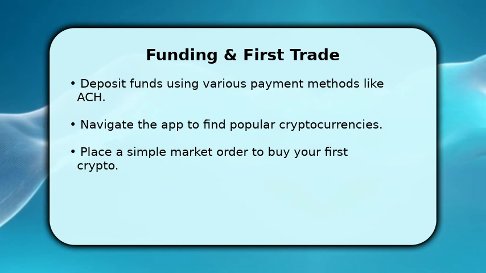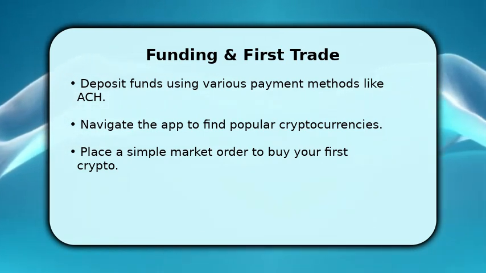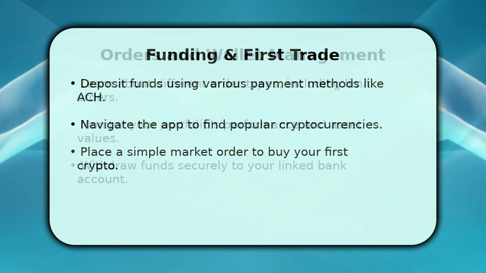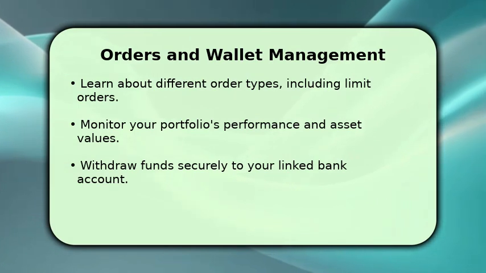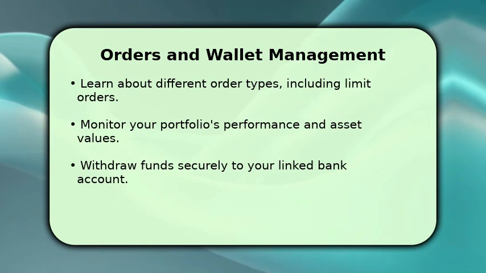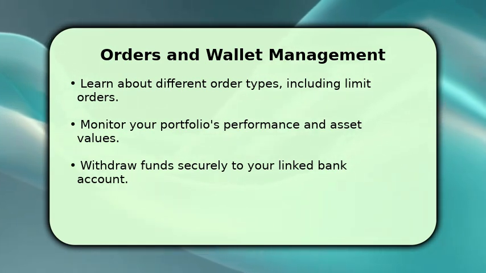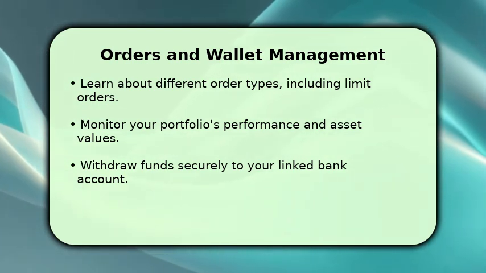This allows you to buy or sell at the current best available price, making your first trade simple and quick. Beyond market orders, explore limit orders to buy or sell at a specific price you set. This gives you more control over your trades. Regularly check your portfolio within the app to track the performance of your assets and see their current value.